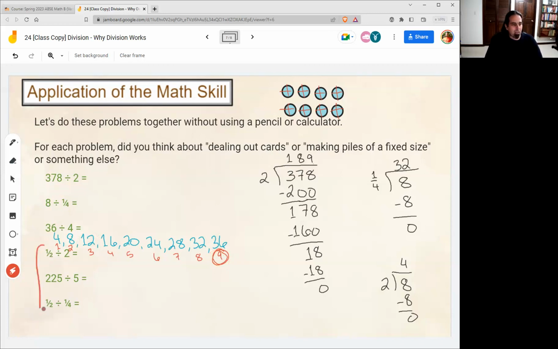We haven't done these yet. I'm going to pause the recording and see if we want to do them now or save them for homework or whatever.